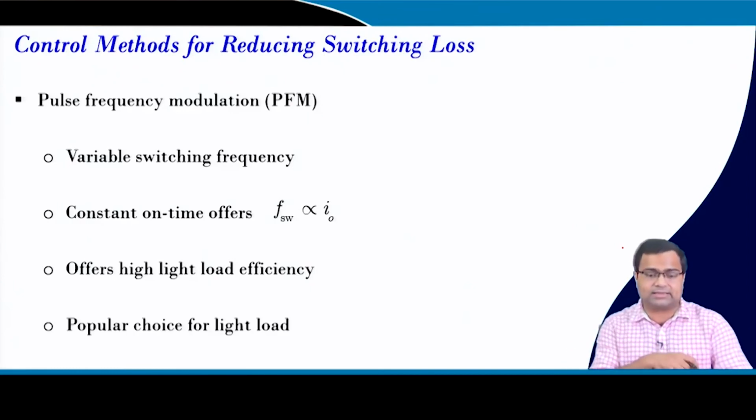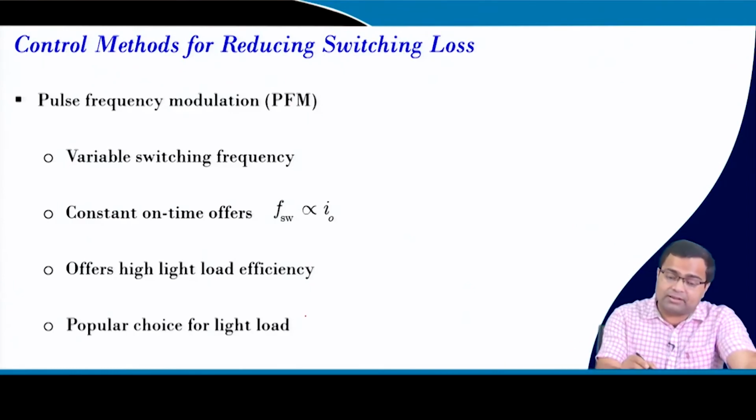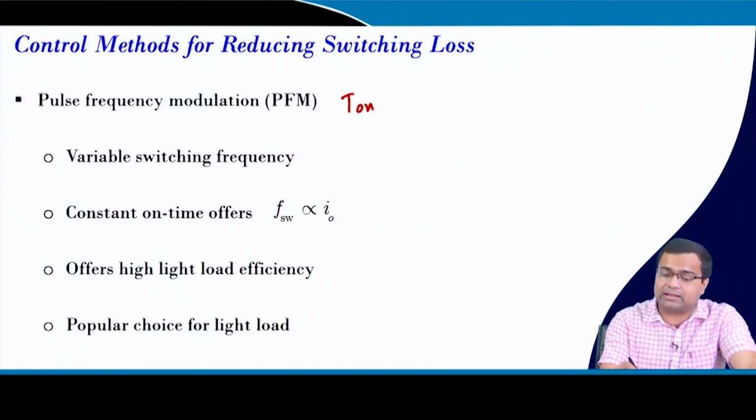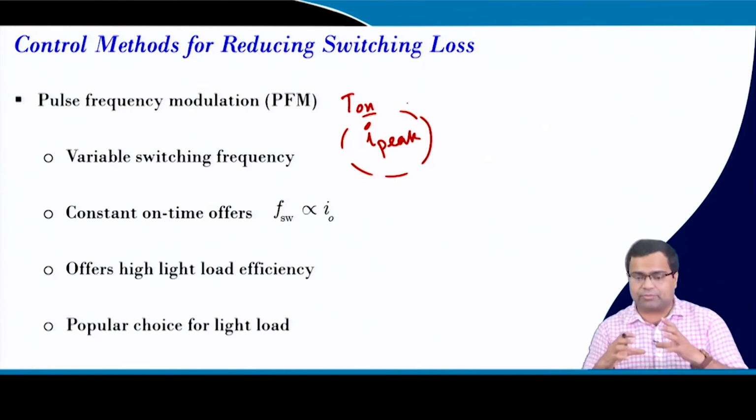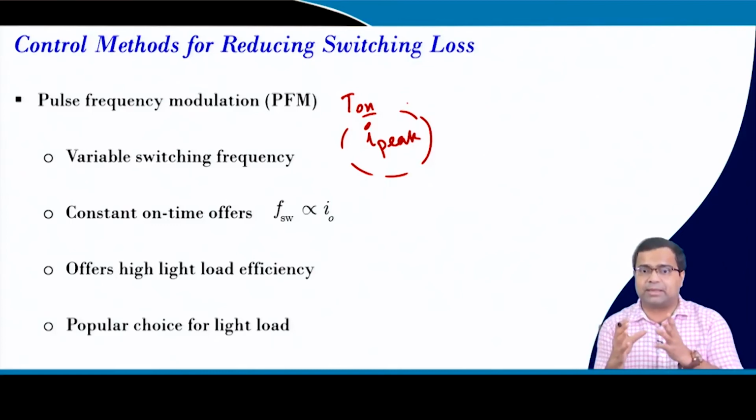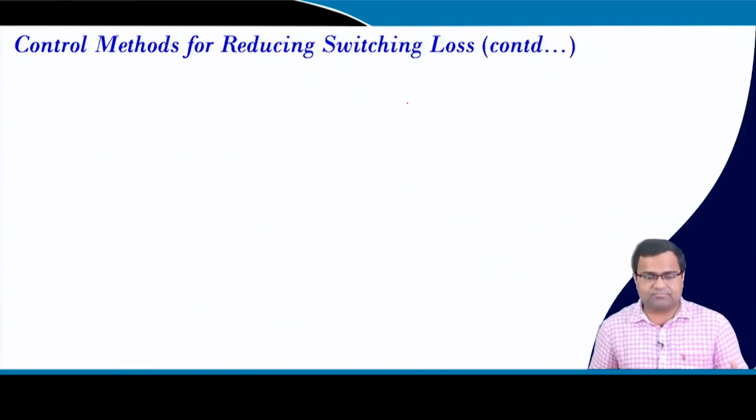It is a very popular choice, and we have two architectures. One is purely on time set by a timer, and another is the on time set by peak current. This is the most popular one because it takes care of the adaptation in the on time when the input voltage changes.